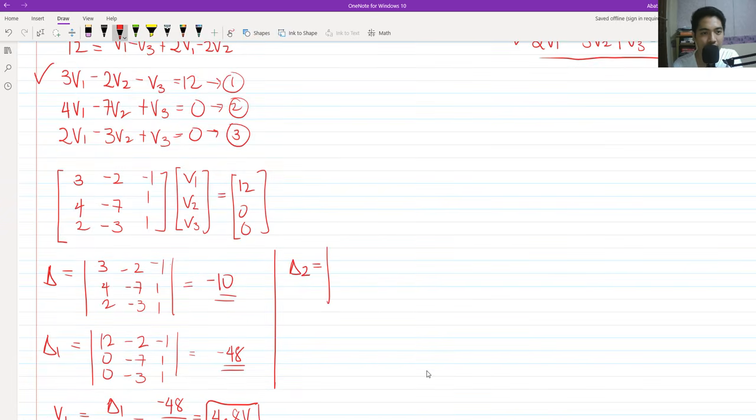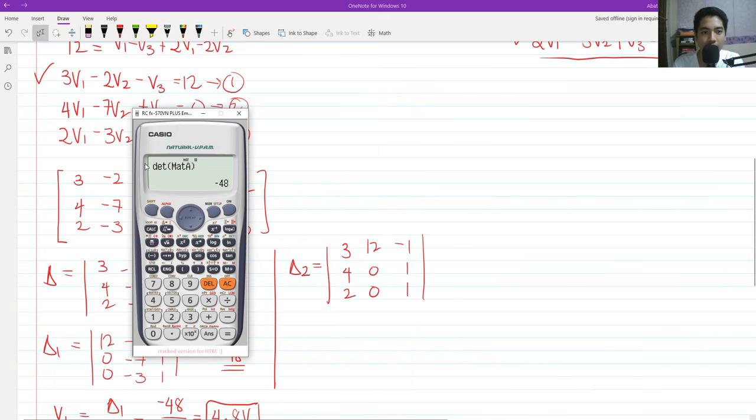We are going to replace the second column by the constant. So we have 3, 4, 2. We copy this. We will be replacing this by the constant. So we have 12, 0, 0. And then we have negative 1, 1, 1. And get the determinant of that.